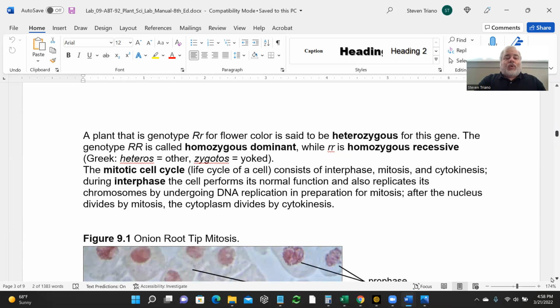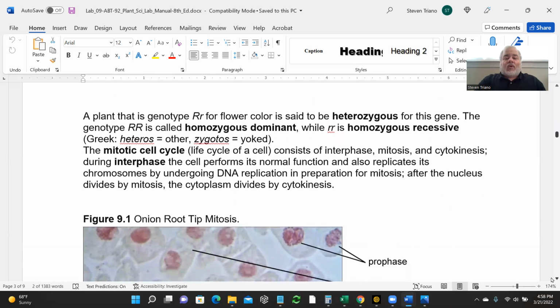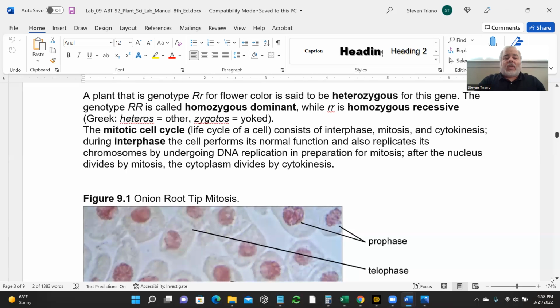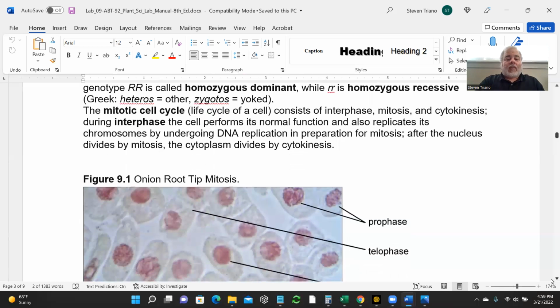So then we get into a few more vocabulary words that talk about heterozygous versus homozygous. Heterozygous means the two copies of a single gene, one from mom and one from dad, have different alleles. If they're both the same, big R, for example, you are homozygous for that particular trait or phenotype or gene.